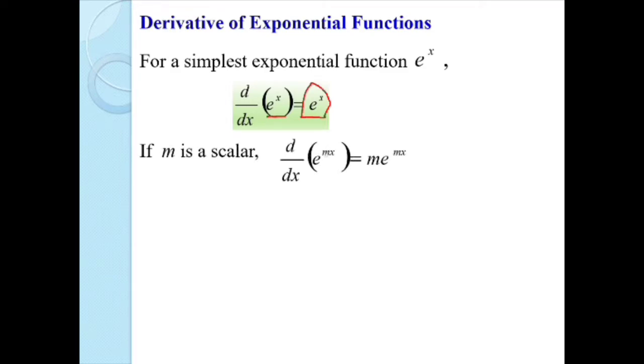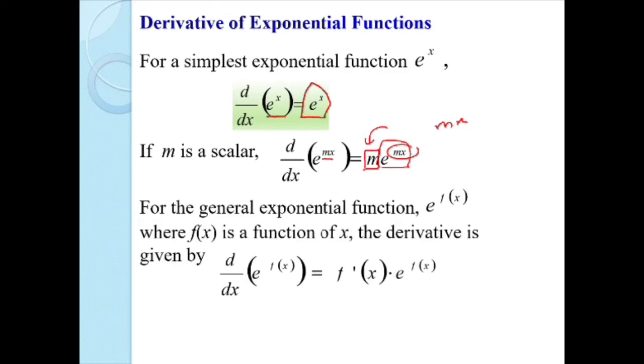Next, if the power has a scalar or a constant multiplied with that x, then the derivative of the exponential term is just copying down the exponential term multiplied with the derivative of the power. So when you differentiate mx, what you get is just m multiplied with the exponential term.